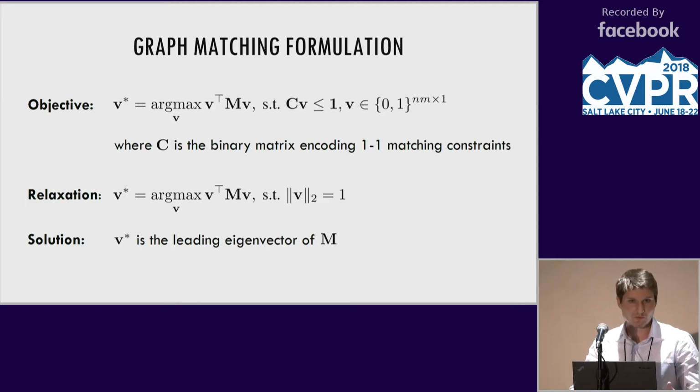Intuitively, the continuous values in V star can be seen as confidences of how likely the indices in the solution vector represent a correct match. Notice that each index corresponds to a possible pairwise assignment among nodes in the two graphs.